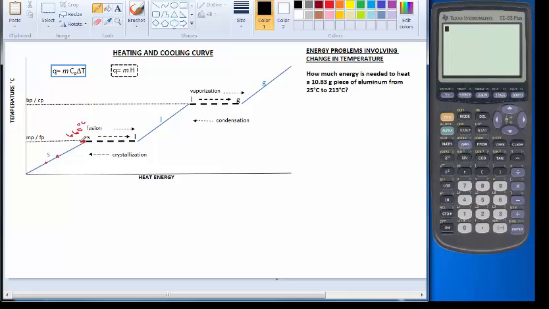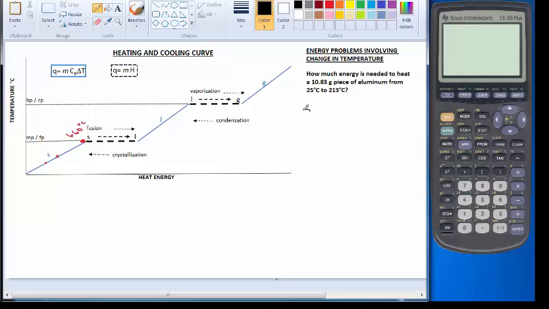Because we are on this line of the heating and cooling curve where we are only changing temperature, and we're starting with a solid and ending with a solid, the equation that we're going to use is Q is equal to mCp delta T. The way that we know that we're using this equation is because it's on our blue line, and it's the equation that deals with changing temperature. Q equals mCp delta T.